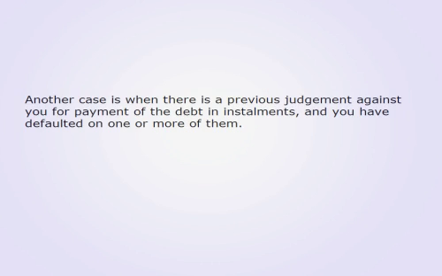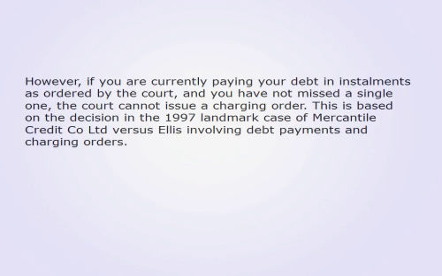Another case is when there is a previous judgment against you for payment of the debt in installments, and you have defaulted on one or more of them. However, if you are currently paying your debt in installments as ordered by the court, and you have not missed a single one, the court cannot issue a charging order. This is based on the decision in the 1997 landmark case of Mercantile Credit Co. Limited versus Ellis involving debt payments and charging orders.